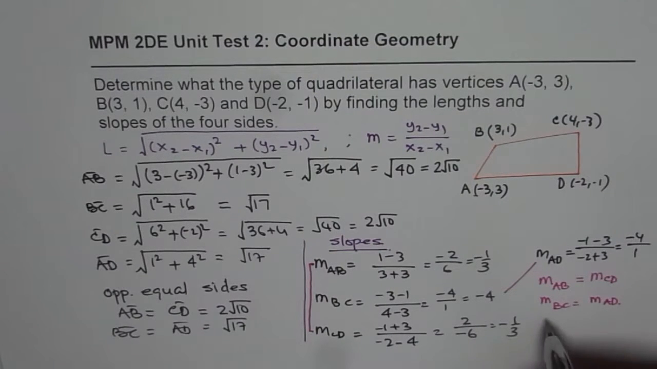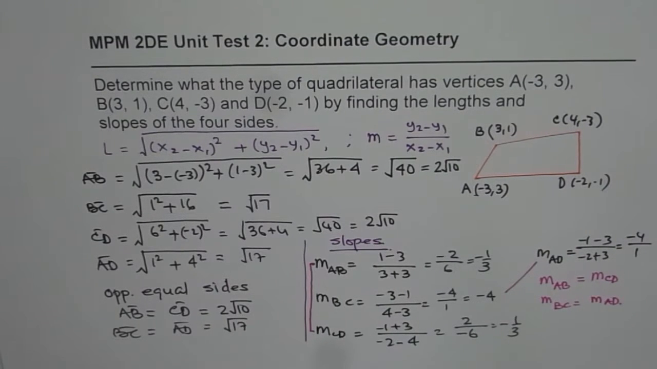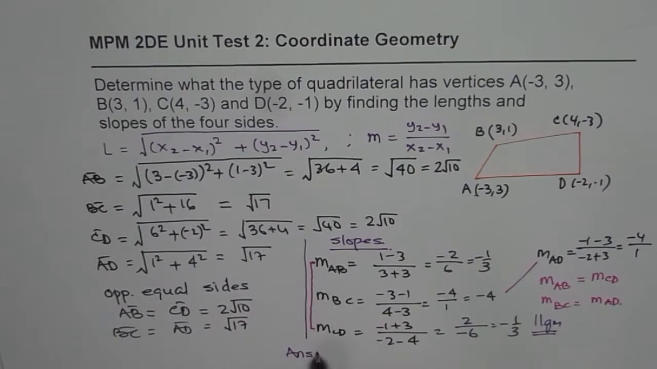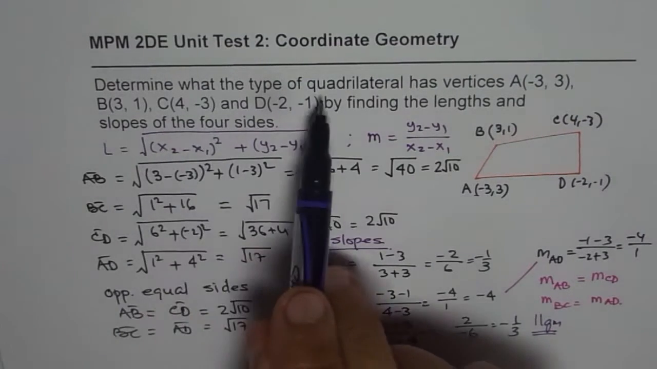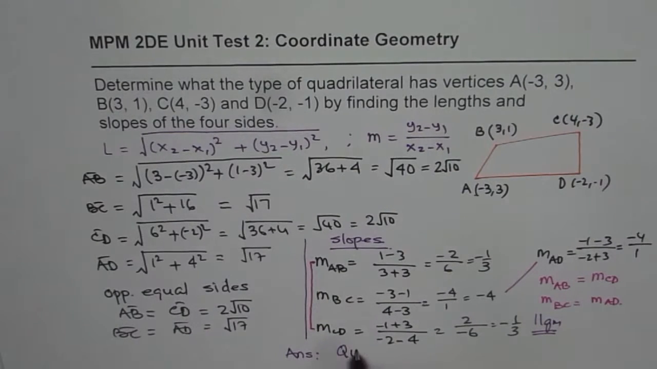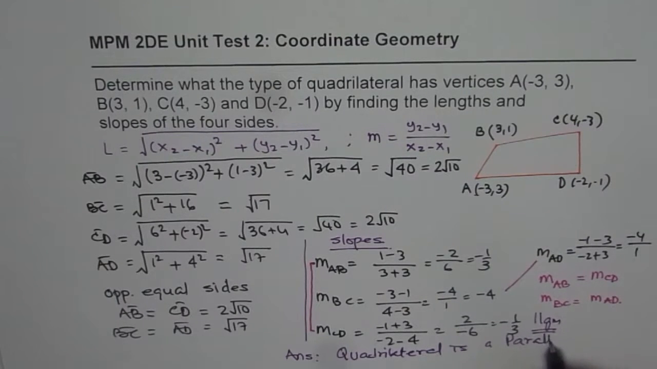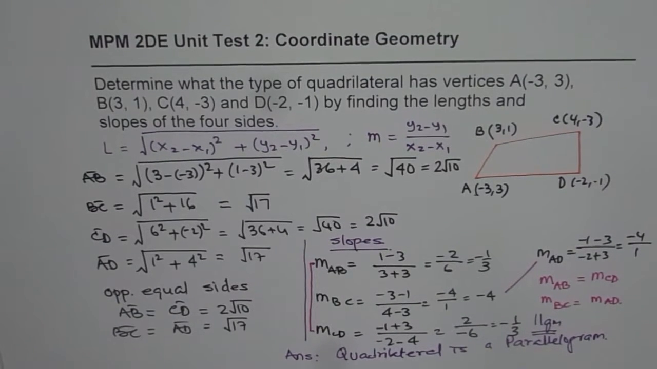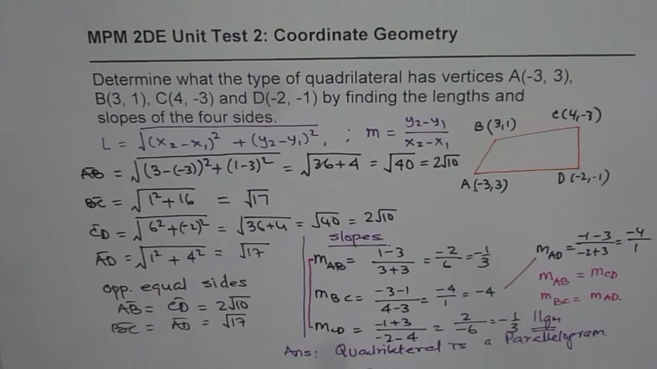And therefore we can conclude that the quadrilateral is a parallelogram, right? So we get our answer. Determine what type of quadrilateral it is. So we have the quadrilateral is a parallelogram, since the opposite sides are parallel and they are of equal length. So that's how we can do it. Thank you.